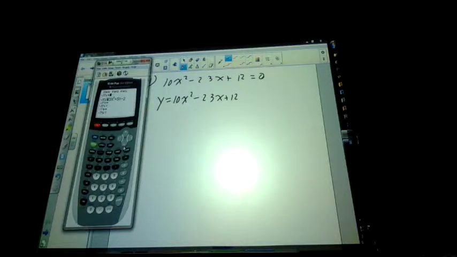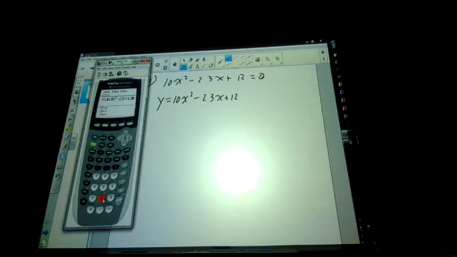All right. Y equals, let's clear this one out because we don't need it. We got 10x and then the squared button, minus 23x plus 12. So this is going to be a parabola. It's going to open upward.